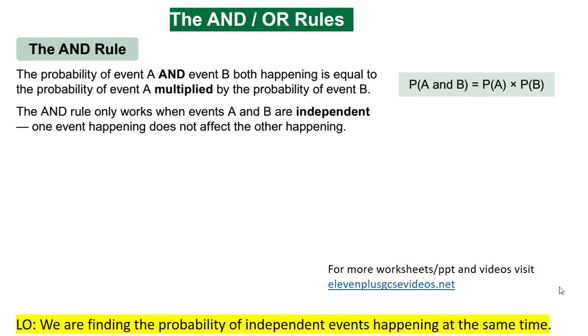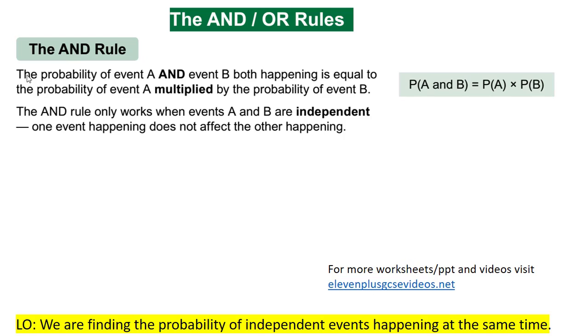Okay, welcome to our lesson on probability. Today we're going to be looking at two rules in probability, which are called the AND rule and the OR rule. In probability, anytime you come across the word AND, you will always times the probability of those two events.